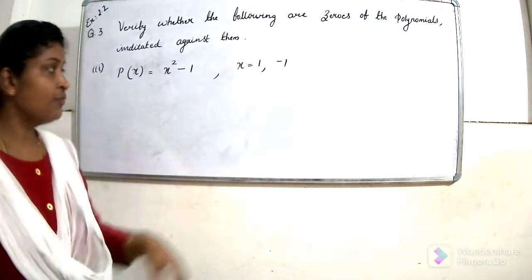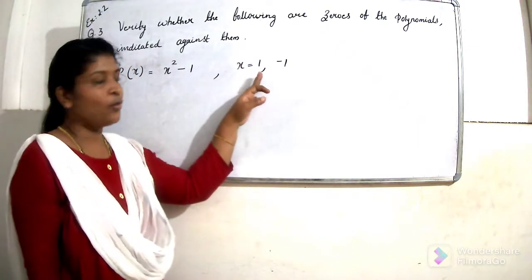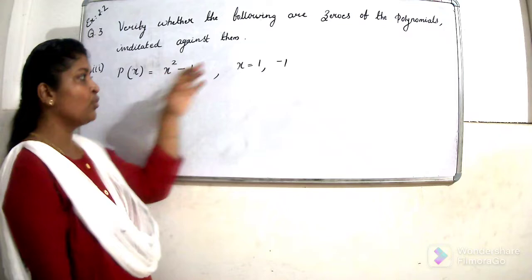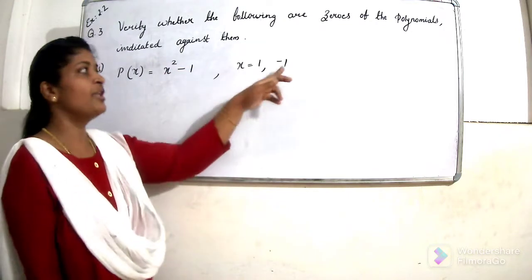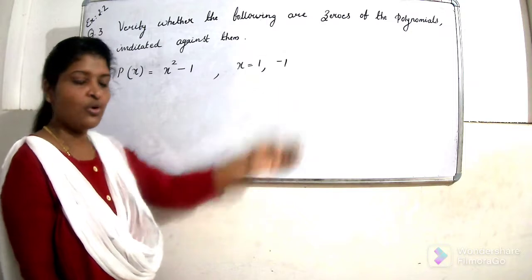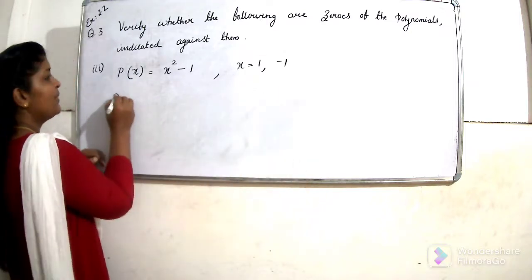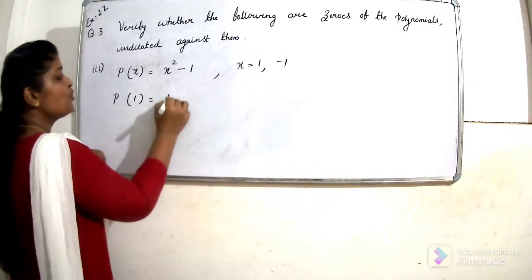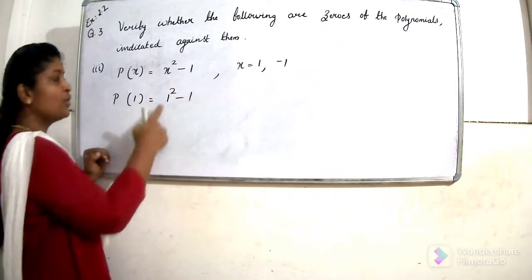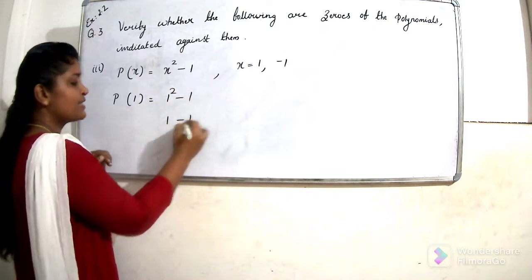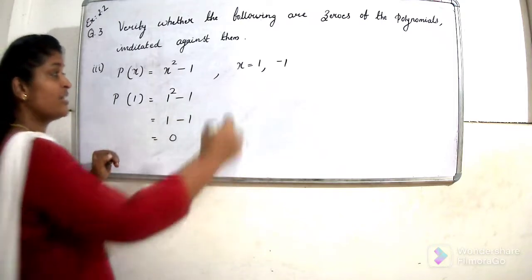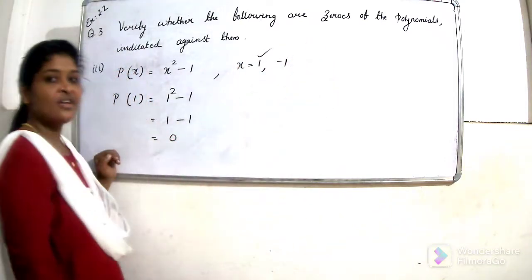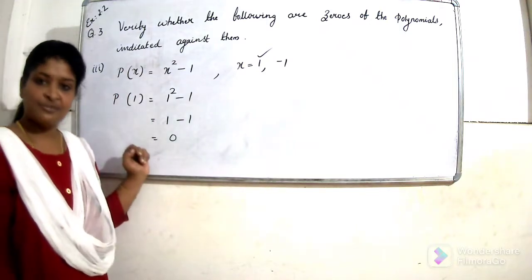So let us start with the first zero of the polynomial, 1. In this polynomial, first we are substituting 1 and checking that. After that we are substituting the second value. Okay, so first of all, P of 1. So 1 square minus 1. You know 1 square is 1, minus 1. 1 minus 1 is 0. So we can say yes, 1 is the 0 of this polynomial.